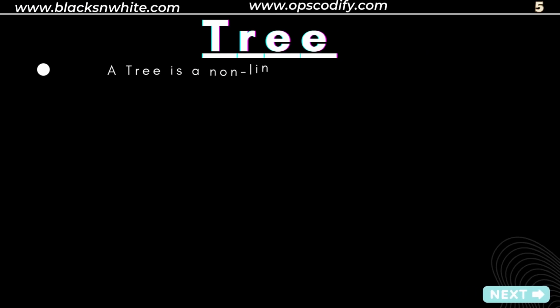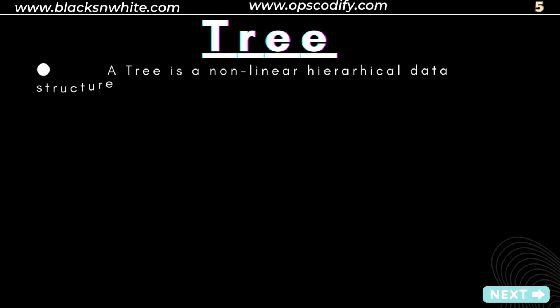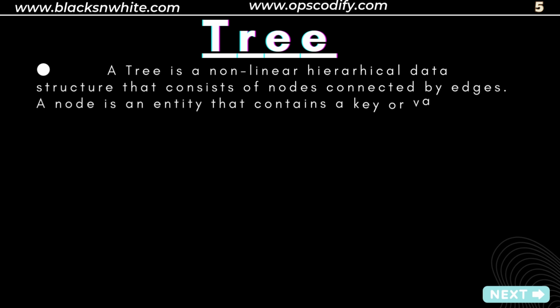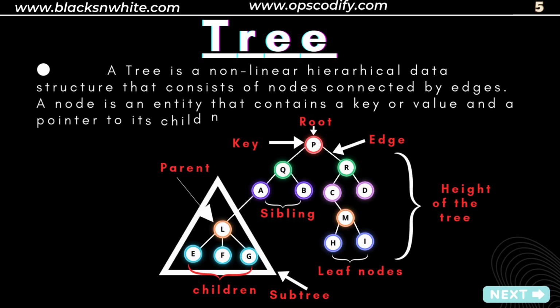Tree data structure. A tree is a nonlinear hierarchical data structure that consists of nodes connected by edges. A node is an entity that contains a key or value and pointers to its child nodes. Let's look at the diagram. At the very top, we have the root node, labeled P. This is the starting point of the tree.